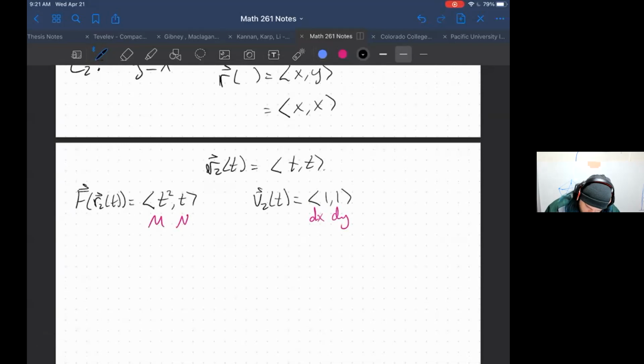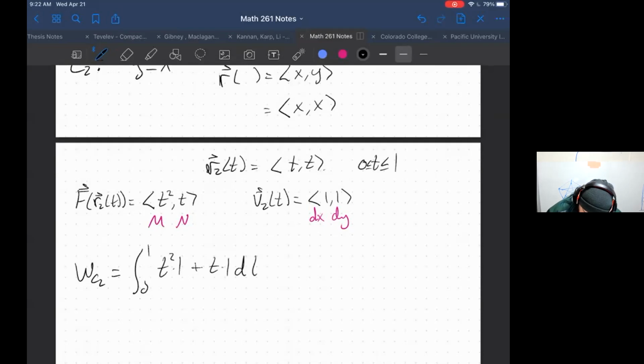And so our work integral along C2: again, our t bounds should be between 0 and 1, if we want to go from (0, 0) to (1, 1). So we have the integral from 0 to 1 of m dx, which is t squared times 1, plus n dy, which is t times 1, dt. It's another polynomial integral. We can go through this, but at the end of the day, you get 5/6.